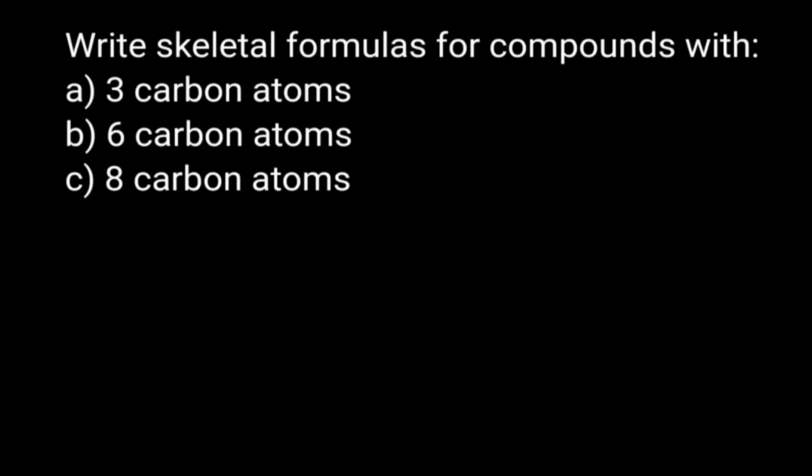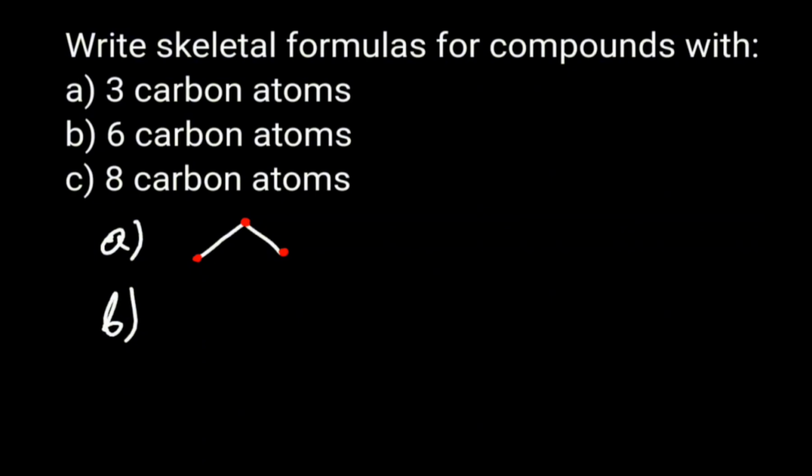Okay, so let's write some skeletal formulas. In the first example, we need to write a skeletal formula with three carbon atoms. In skeletal formulas, you don't see hydrogen atoms, right? You only see carbon-carbon bonds. And the skeletal formula for this compound should look like this. The end and the beginning of a line indicates a carbon, and every turn also indicates a carbon atom.